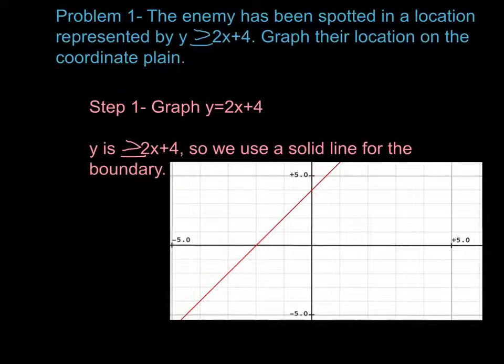Our first step in solving this problem will be to graph y is greater than or equal to 2x plus 4 as if the inequality sign is an equal sign. Since y is greater than or equal to 2x plus 4, we use a solid line for the boundary, like below. Here is the graph of y equals 2x plus 4 on the coordinate plane, which will represent our battlefield in this problem.